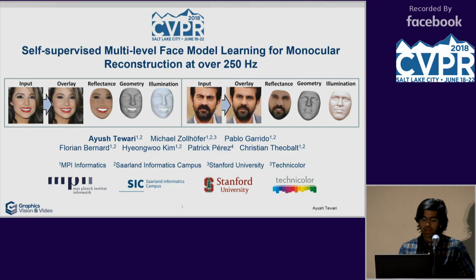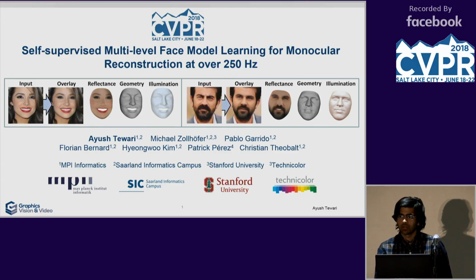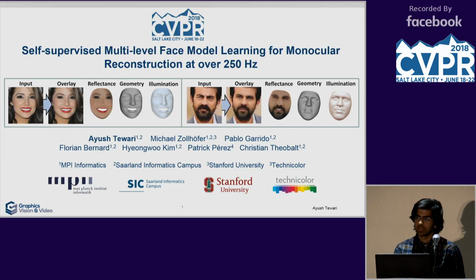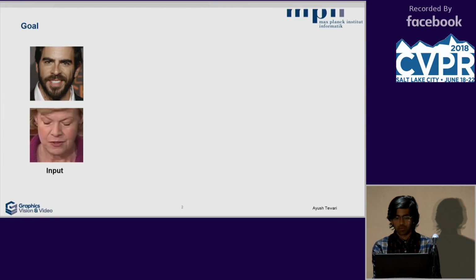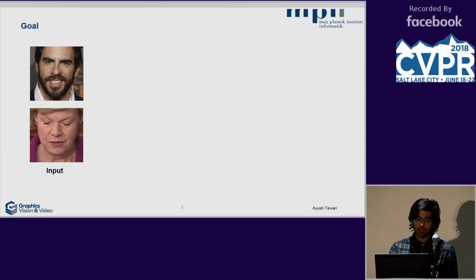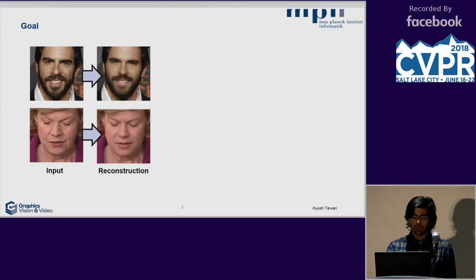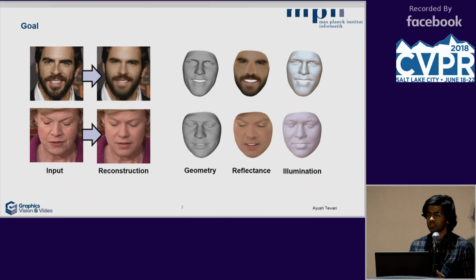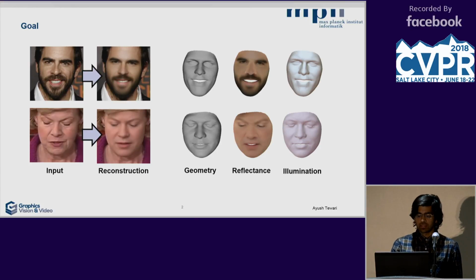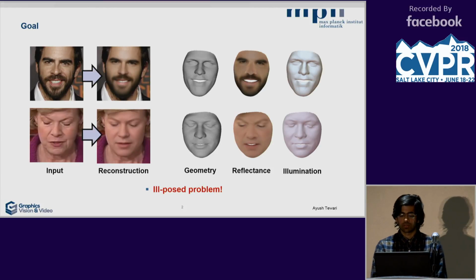Right. Hi. I will be talking about our self-supervised approach for learning a multi-level face model. Here is the goal of our approach. Given monocular input images of faces, we want to obtain 3D reconstruction of these faces. And these 3D reconstructions are defined as the 3D facial geometry of the face, as well as the appearance of the face in terms of the skin reflectance and the scene illumination. Going from a single monocular image to all these different channels of reconstruction is very ill-posed and challenging to solve.